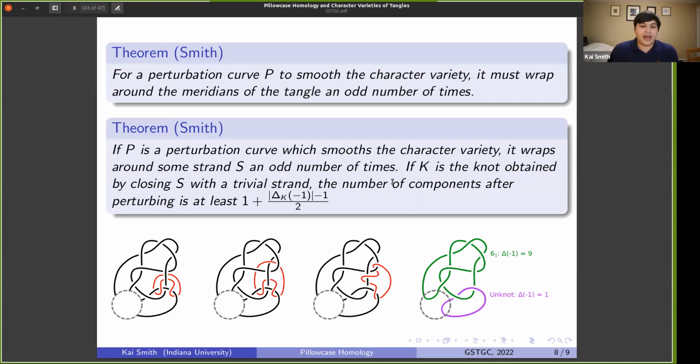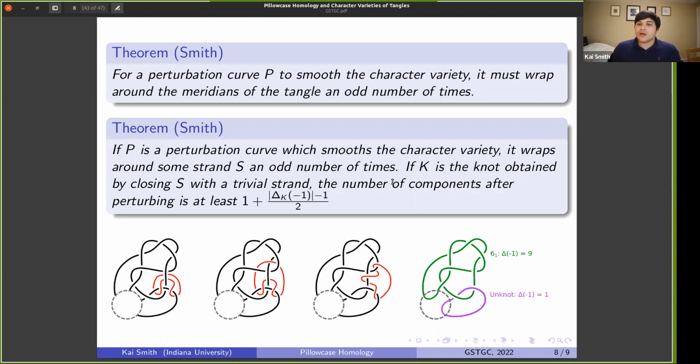So as we've seen, the definition of pillowcase homology, as I've given it so far, does depend on the choice of tangle decomposition and also perturbation curves. And so for sure, one thing that's true is that the character varieties that you get depend on these choices. But one would really hope that the homology you end up with doesn't depend on these choices.